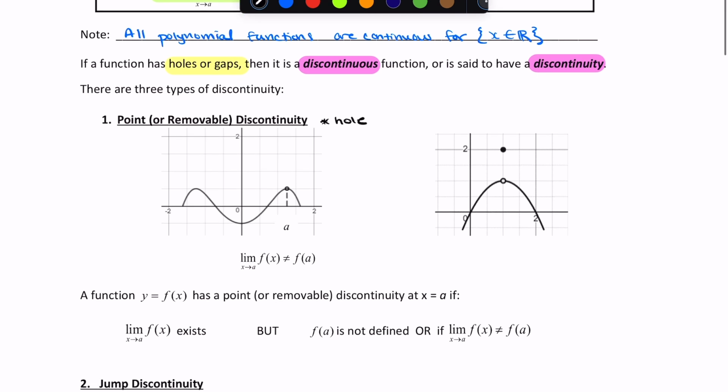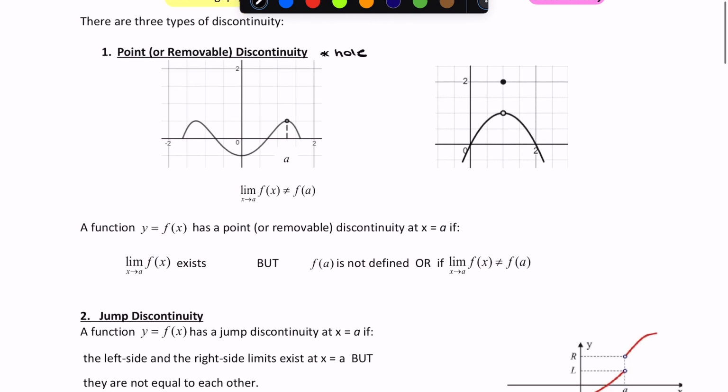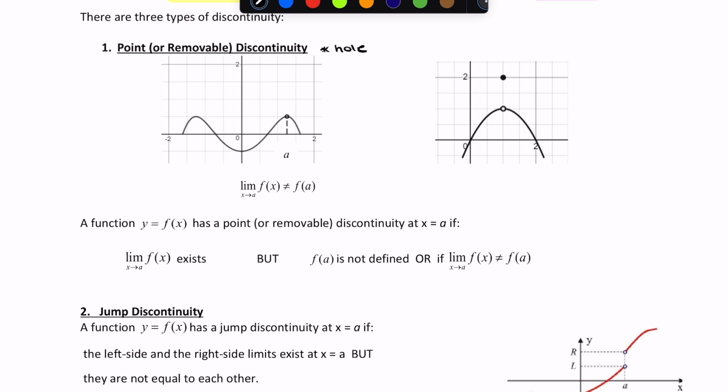Similarly, we see that there's a hole in this second example. A function y equals f of x has a point or removable discontinuity at x equals a if the limit as x approaches a of f of x exists, but f of a is not defined, or if the limit as x approaches a of f of x does not equal f of a. So two conditions can cause a point discontinuity.